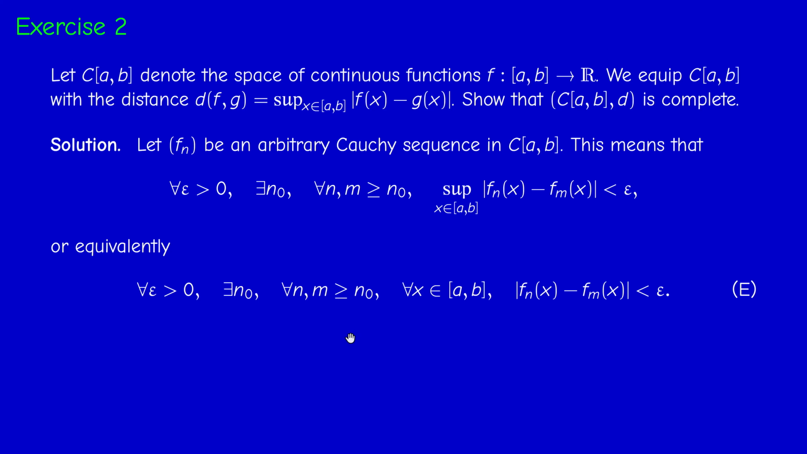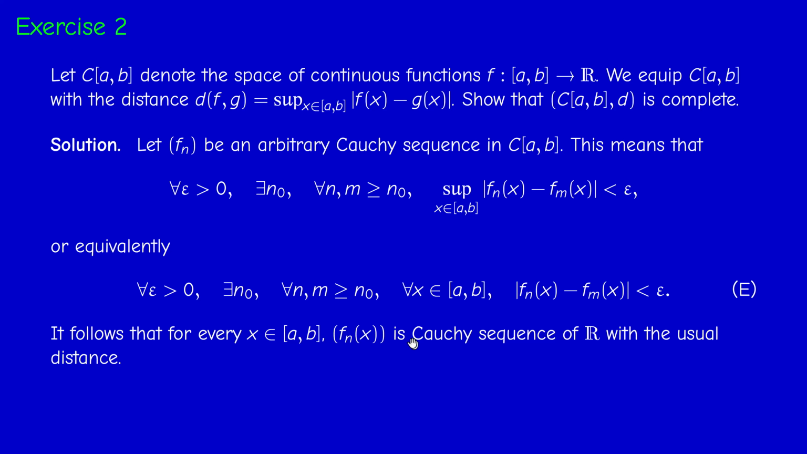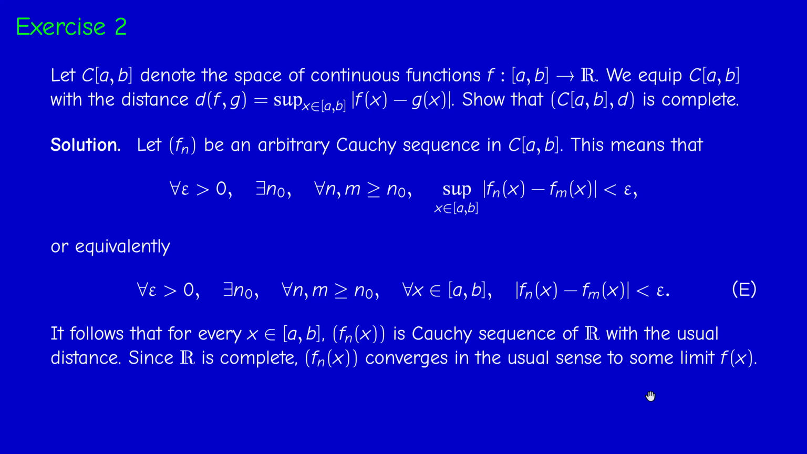And so we can say that Fn is a uniform Cauchy sequence because the n0 depends only on epsilon and not on x. So we call this condition E. Okay. So in particular, if we fix x, the sequence of real numbers Fn of x is a Cauchy sequence in R with the usual distance. But R with the usual distance is complete. Therefore, Fn of x converges in the usual sense to some limit f of x.